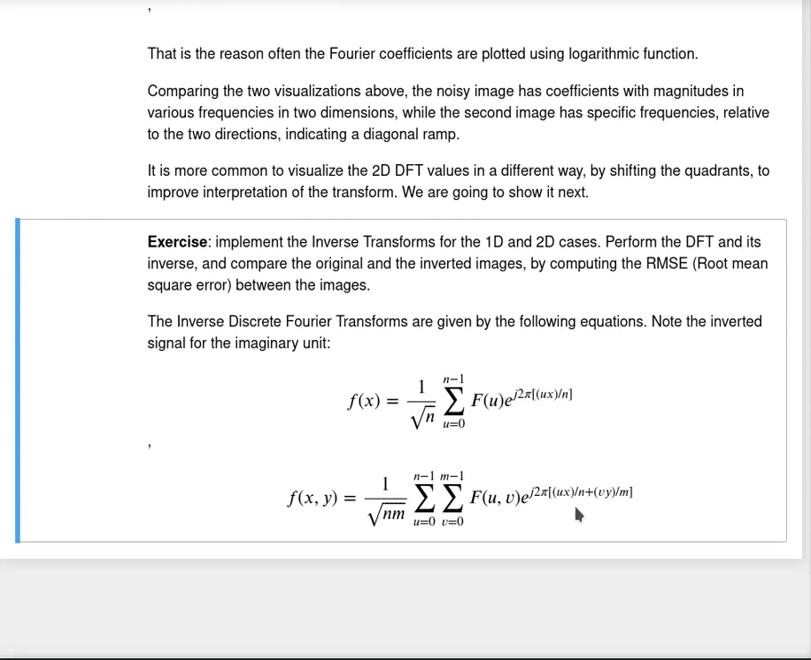And the exercise is to perform the inverse transforms for the 1D and the 2D cases. Those are the equations for the inverse transform. As you can see here, we have f of x, which is equal to this equation, and f of x and y, which is this equation, that basically uses the Fourier transforms as input and inverts the sign of the complex exponential.